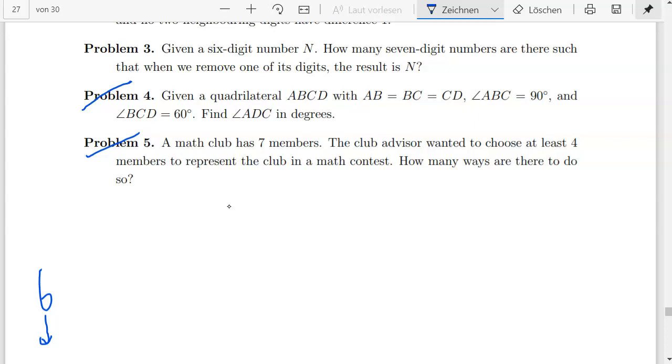Given a quadrilateral ABCD with AB equals to BC equals to CD, angle ABC is equal to 90 degrees and angle BCD equals to 60 degrees. Find angle ADC in degrees.